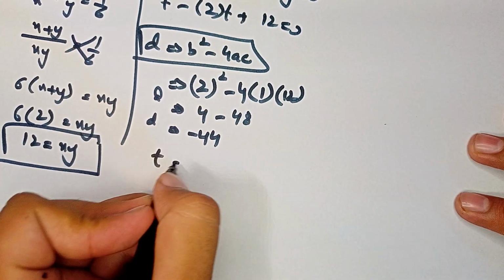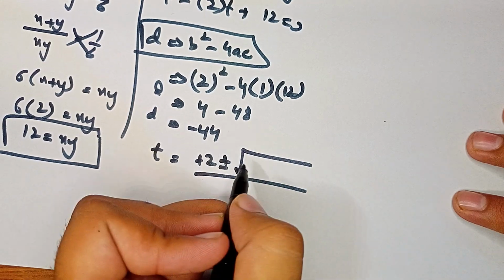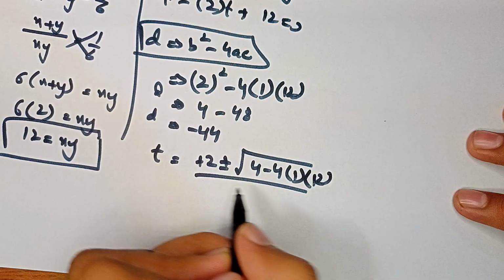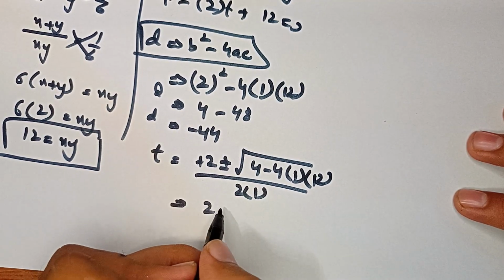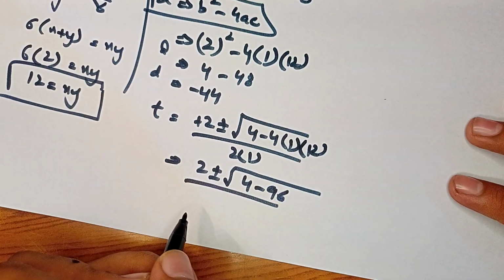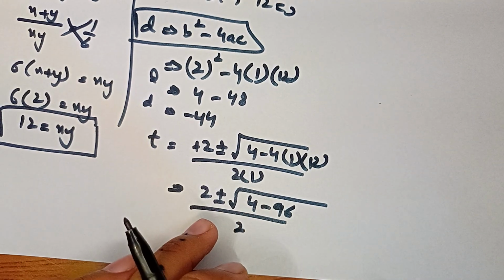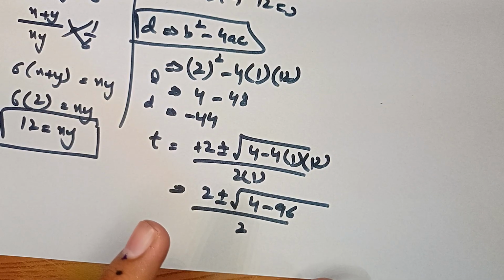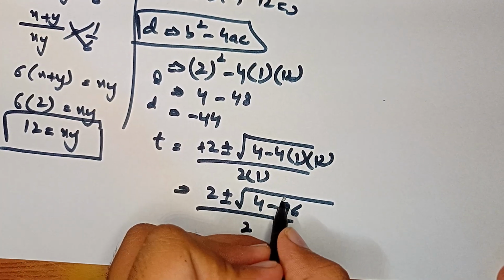In the quadratic formula, for example, you put in the values: minus b should be minus 2, and b square should be 4, minus 4ac, where a should be 1 and c should be 12, divided by 2a, which is 2 multiplied by 1 because the value of a is 1. 4 multiplied by 12 is 48. Sorry, it was a mistake, it is 48.